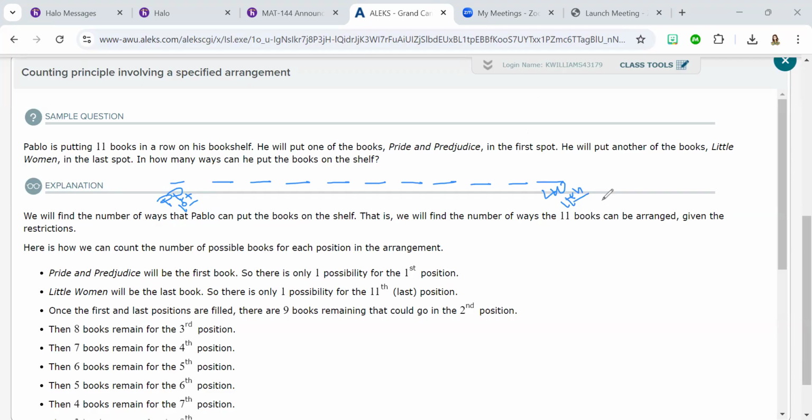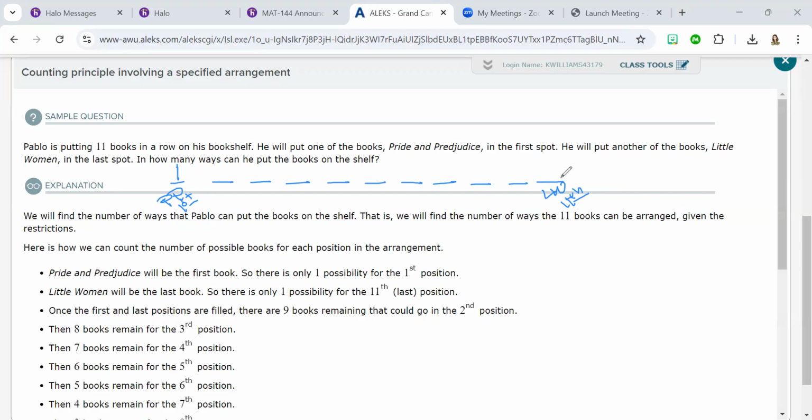Now on each of the lines, we're going to put how many options we have for each spot. The first spot has to be Pride and Prejudice. I only have one book that is Pride and Prejudice, so I have one option for the first spot. So imagine you pick up your Pride and Prejudice book and place it in that first spot.